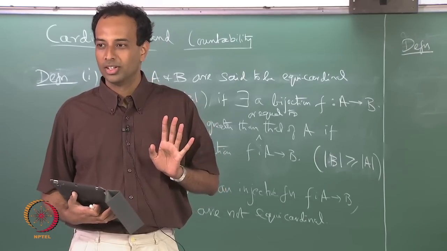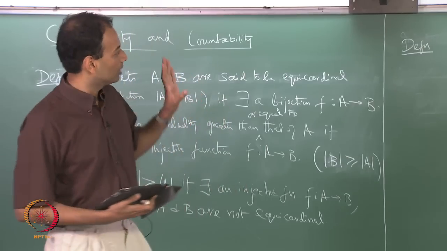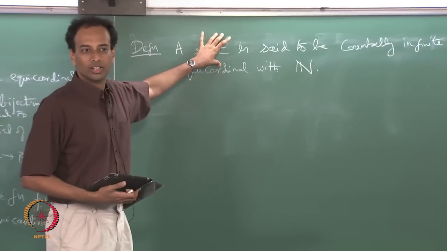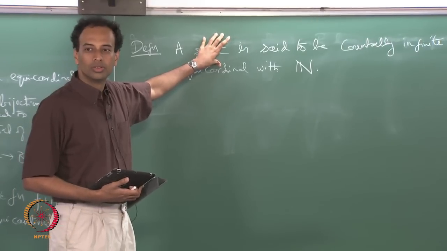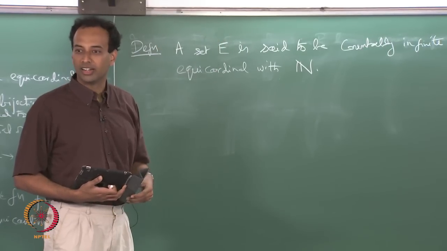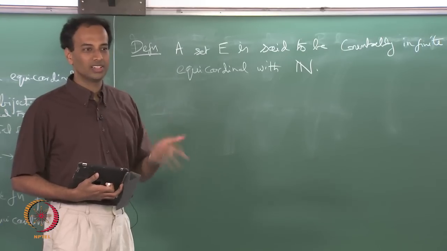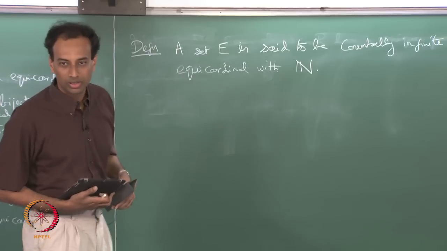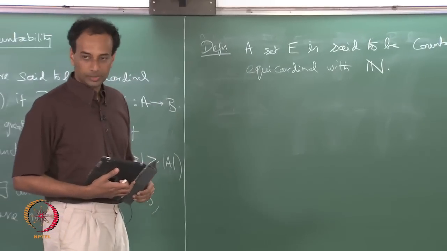Is the definition clear? So, if you want to establish that some set E given to you is countable, what will you do? Go and find a bijection between E and N, right? If you succeed, even if you find one bijection, it is definitely countably infinite.